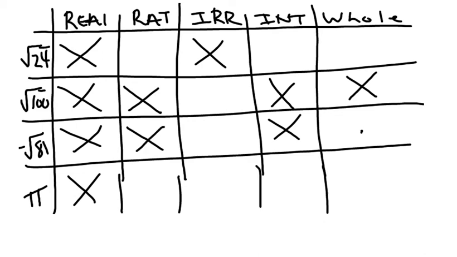Now let's look at the number pi. Pi is 3.14 and lots of other numbers. It never ends. It never repeats. It's irrational. Pi is an irrational number. Is it an integer? No. Is it a whole number? Of course not. Is it rational? No. How could you be irrational and rational at the same time? That makes no sense.